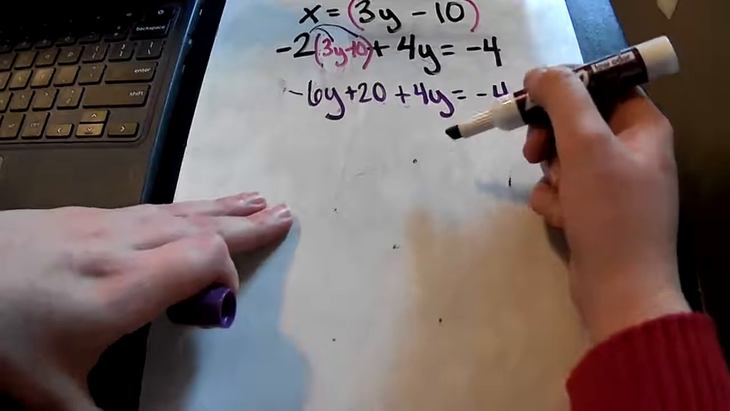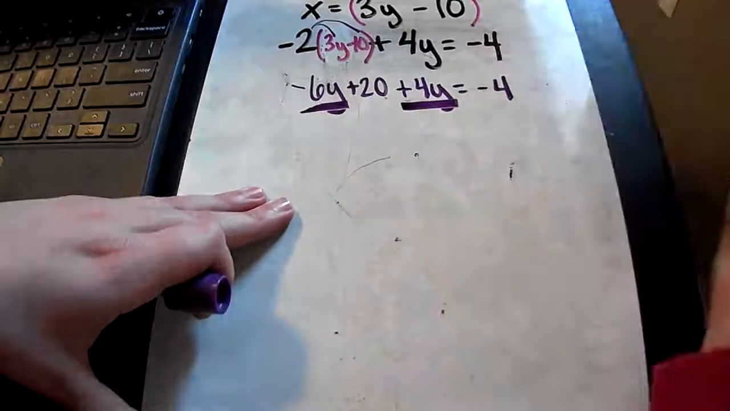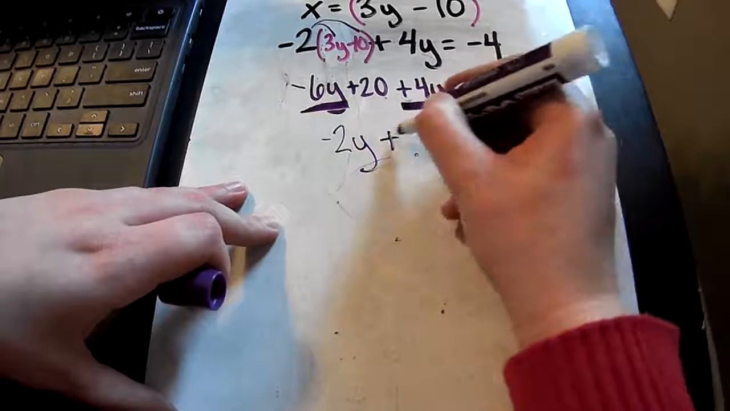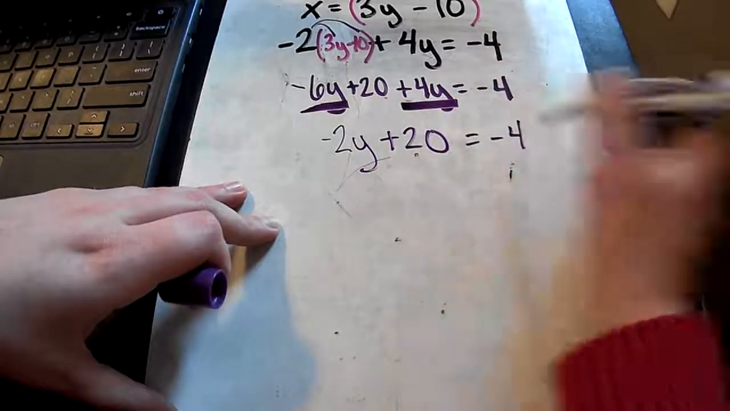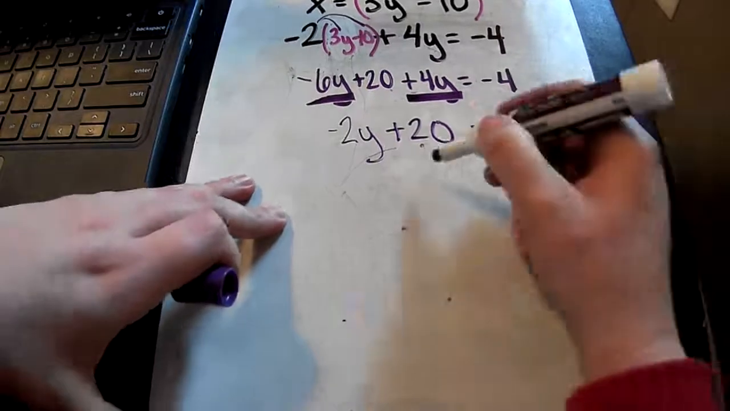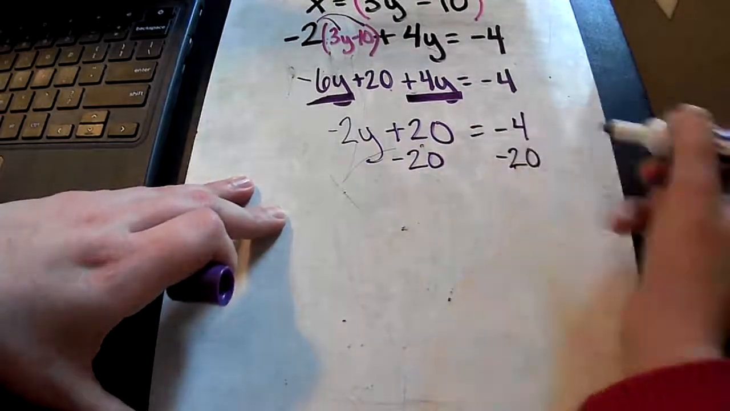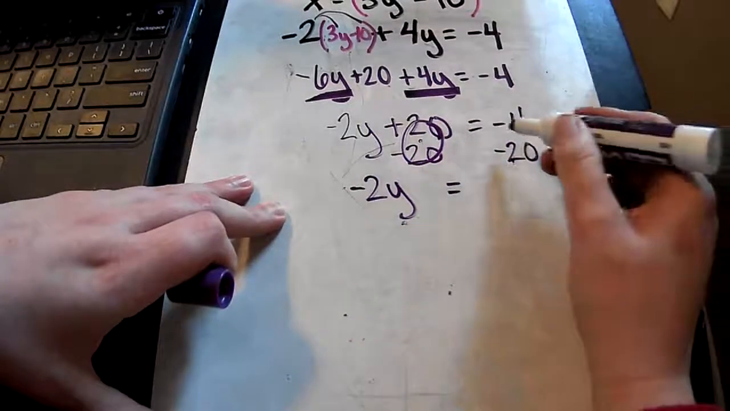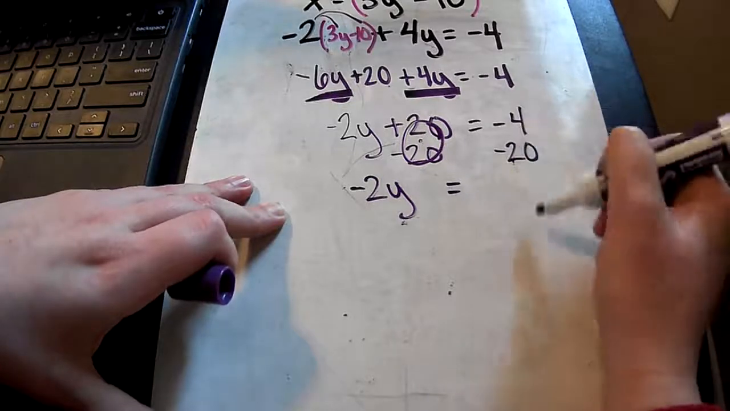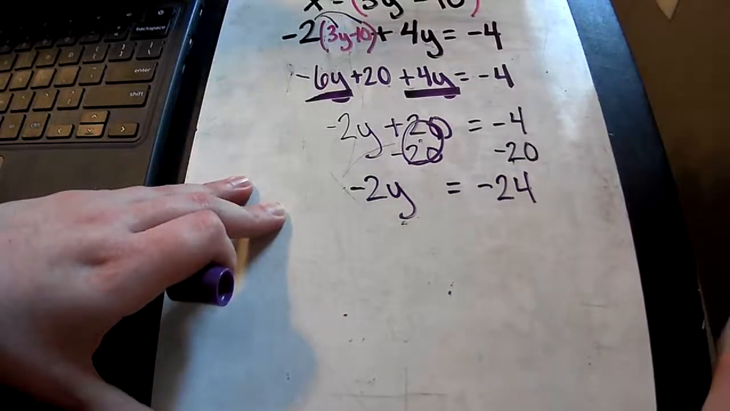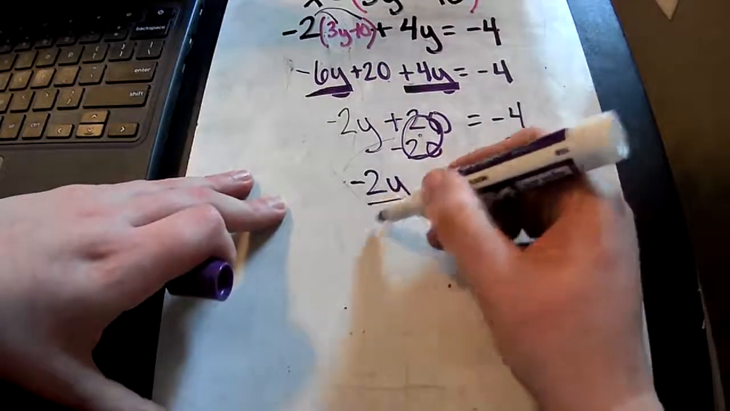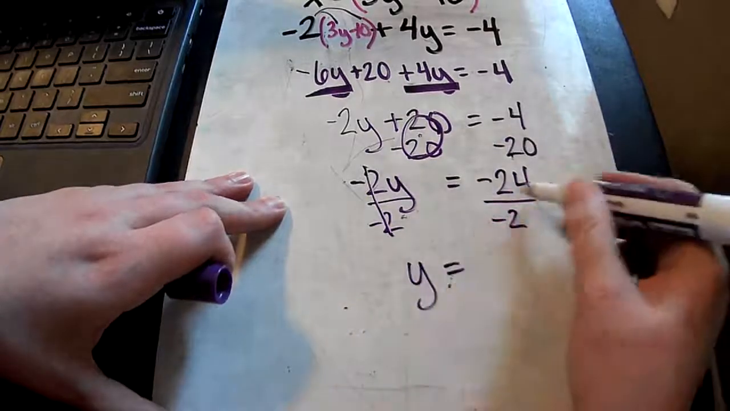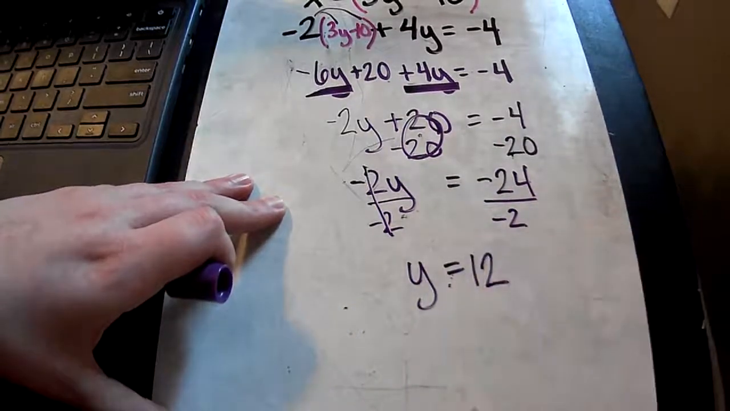Okay, well now just like the last problem, we're going to combine like terms. Negative 6y plus 4y gives me negative 2y. I still have my plus 20 equals negative 4. Now it's a two-step problem, so I'm going to subtract 20. Negative 2y, the 20s are going to cancel here, equals negative 4 minus 20. I'm getting further into the negative, so that gives me negative 24. If I want y by itself, I'm going to divide by negative 2. Negative 24 divided by negative 2 gives me a positive 12.